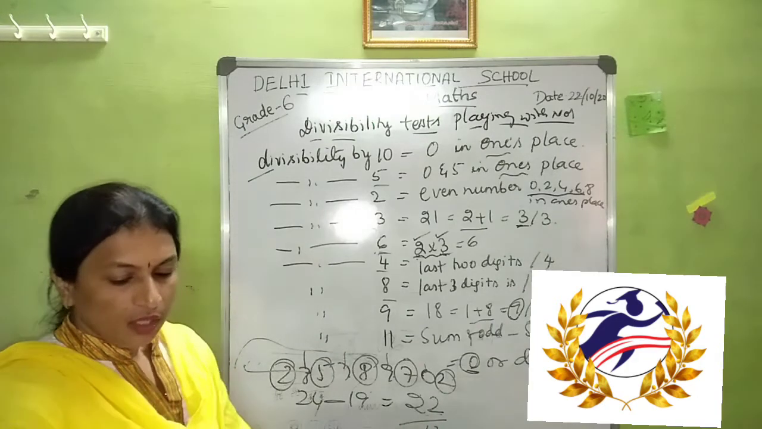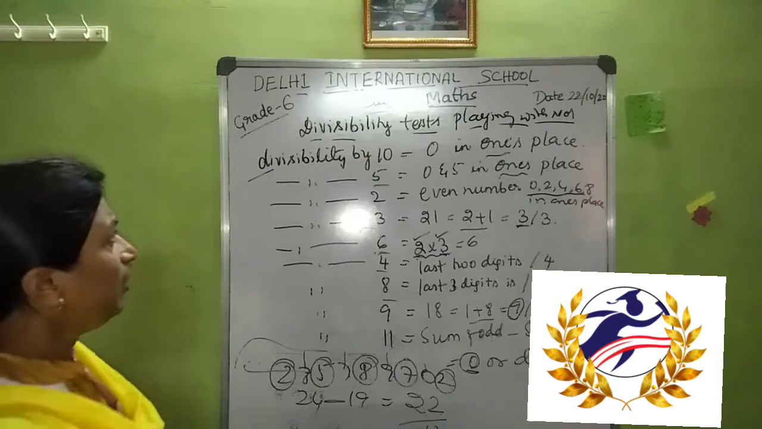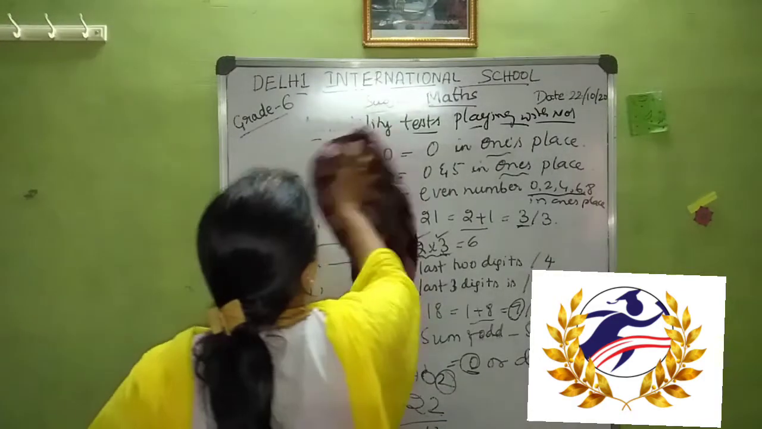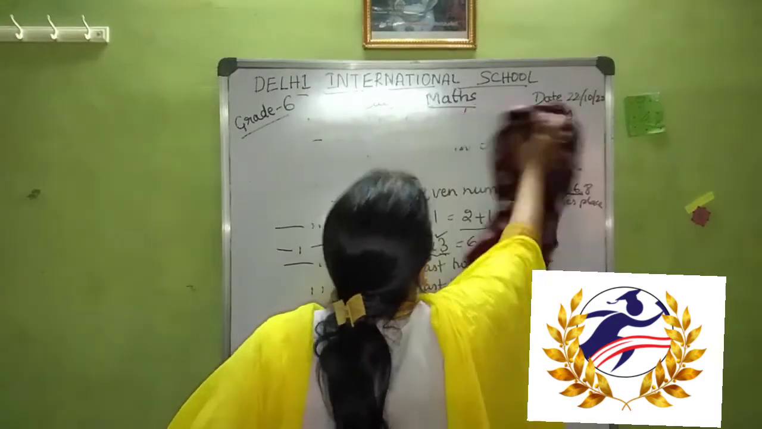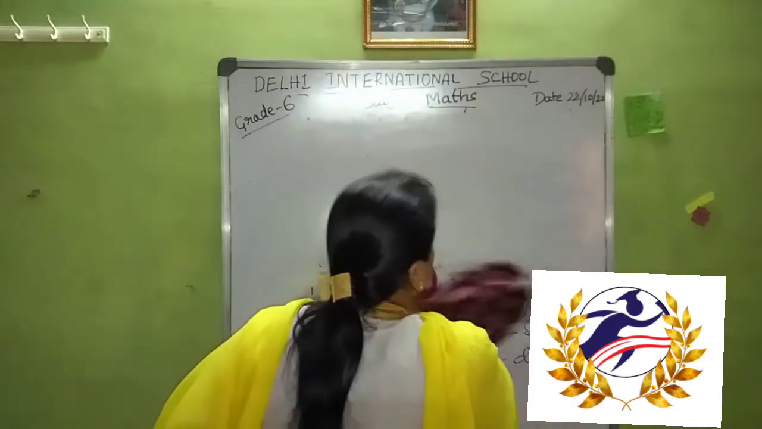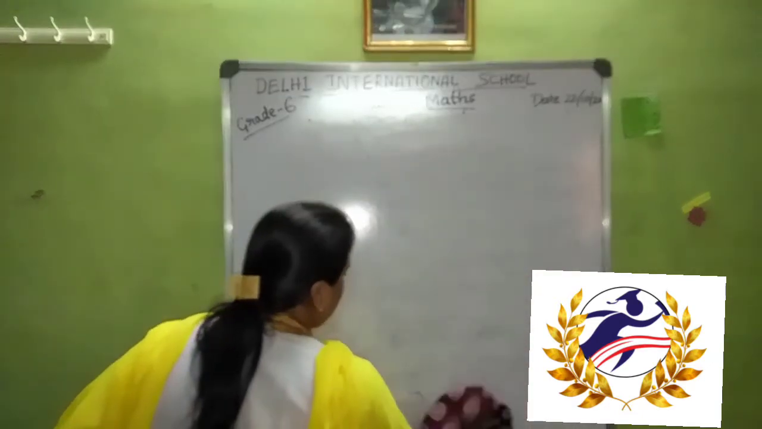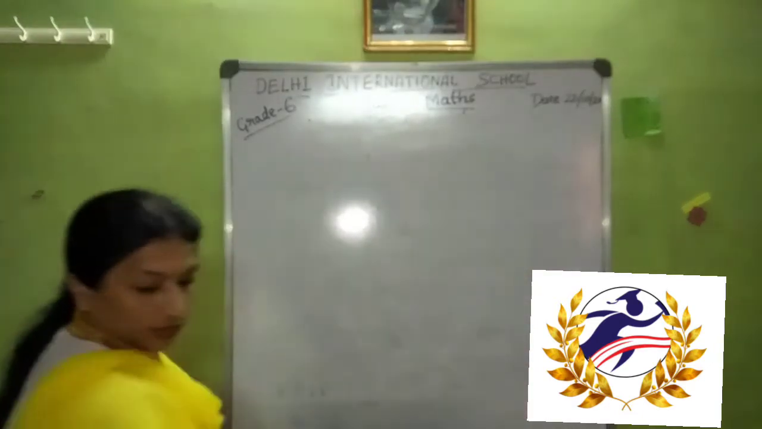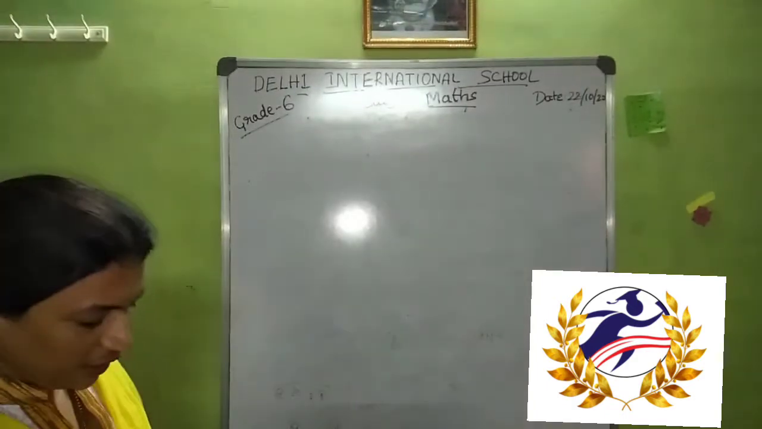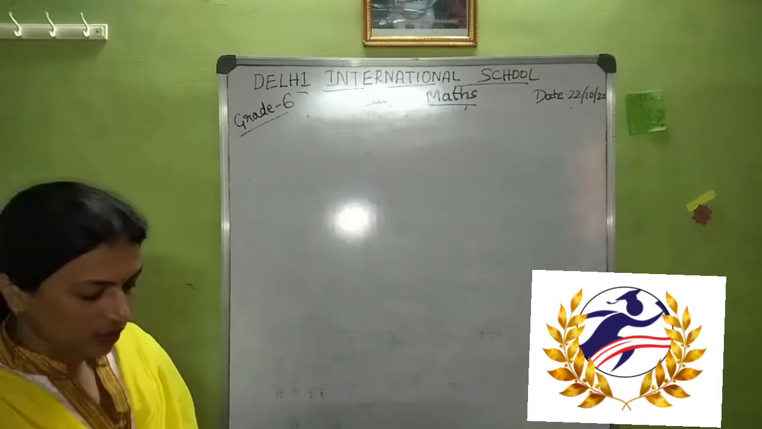Next we will take the common factors. Heading: common factors. The factors we know, isn't it? They will give two numbers, so we take the factors of each, and then we need to take the common ones among those factors.